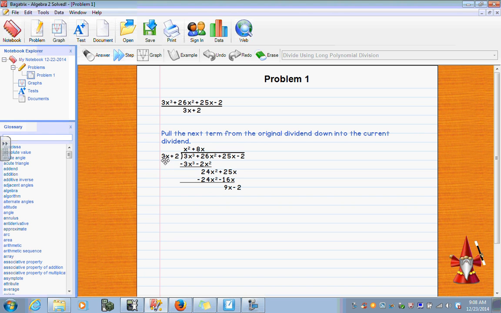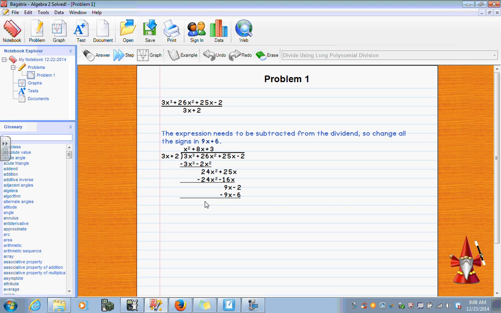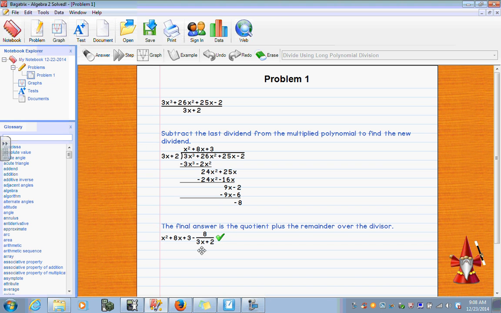Now, 3x to get to 9x, wouldn't I just simply multiply by a positive 3? Yes. And then if I distribute, I'm going to get 9x plus 6, right? Now, if I want to subtract them, I switch the signs. And 9x minus 9x cancels each other out. Negative 2 minus 6 is going to be a negative 8. So that's our remainder, negative 8. So our answer is going to be x squared plus 8x plus 3 minus 8 over our 3x plus 2. And that is our answer right there.